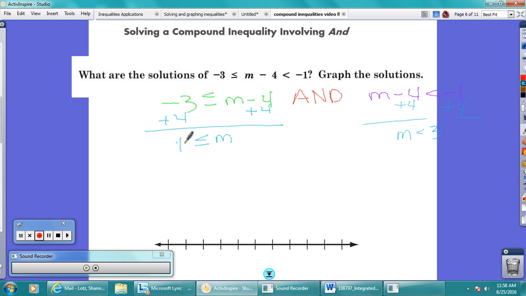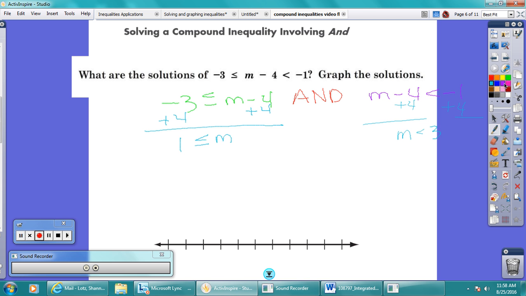So here we have our two inequalities. This one has the less than or equal to sign. This one just has the less than. We graph them the same. We locate 1 on the number line down here. We locate 3 on the number line, and then in between the numbers are the solutions. That's one way to solve it.